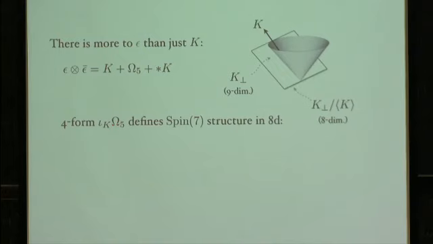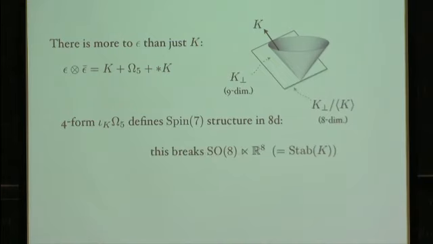In that 8-dimensional space, you can consider this form. You can contract k with the 5-form, and you get a 4-form. Now a 4-form in 8 dimensions defines a Spin(7) structure. Not any 4-form, it should be a 4-form with certain algebraic features, but you can prove that those algebraic features do follow from the definition.